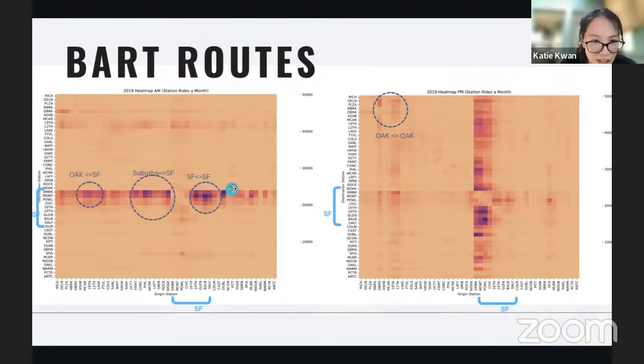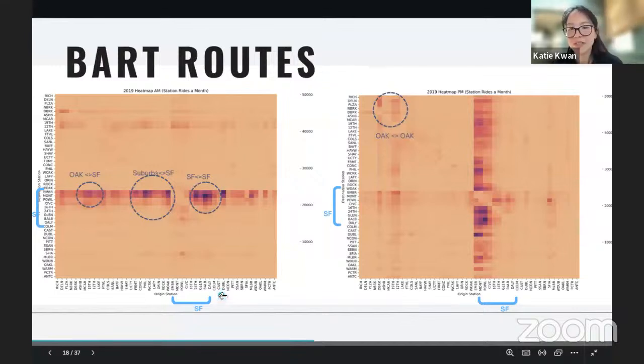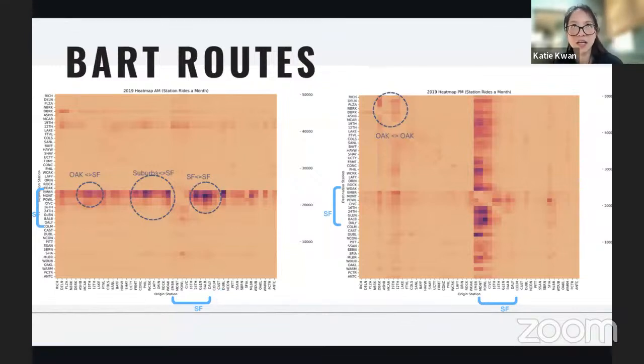There's a very dark dot right there, and that's from Dublin, which is actually a terminal station. So some people are using it to come in from way far out. Actually, a very large population of the people who come downtown are from a terminal station coming inwards. So that is the AM rider.